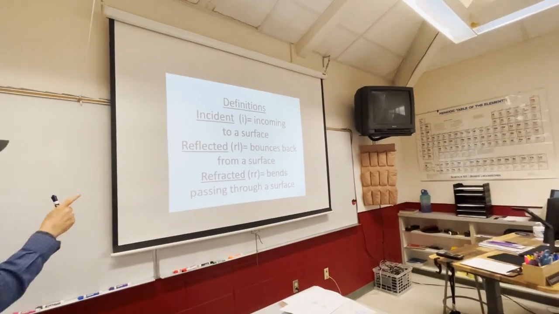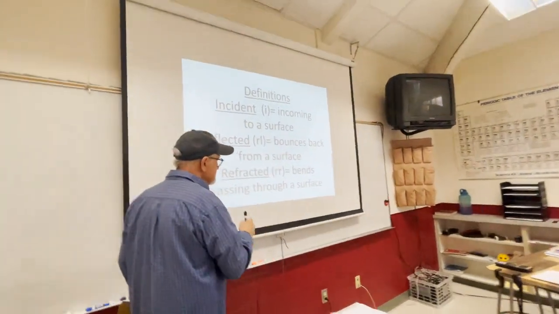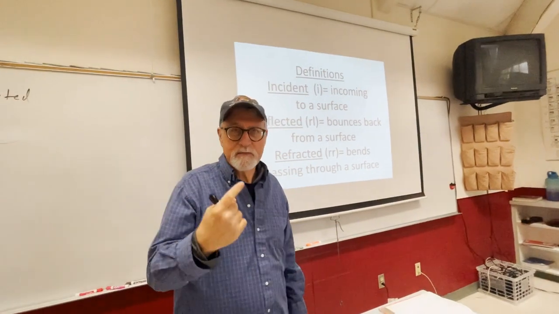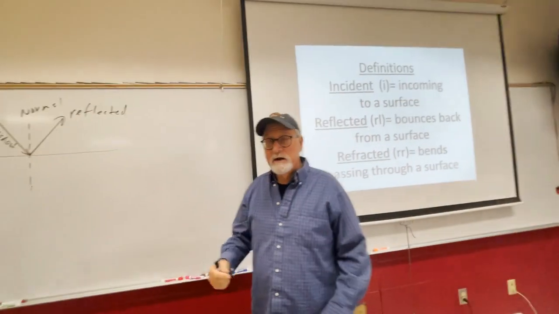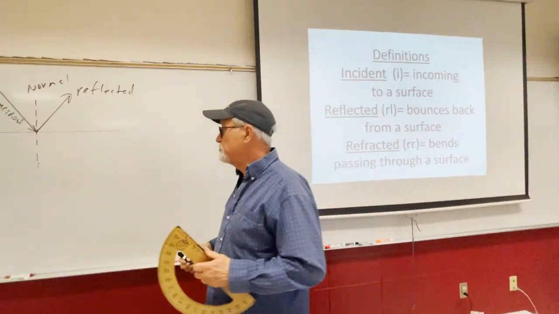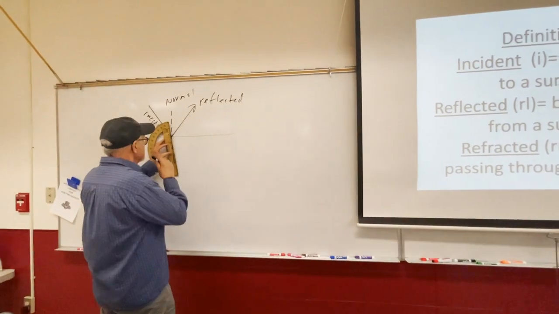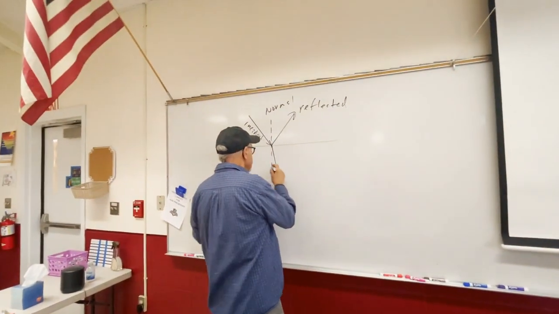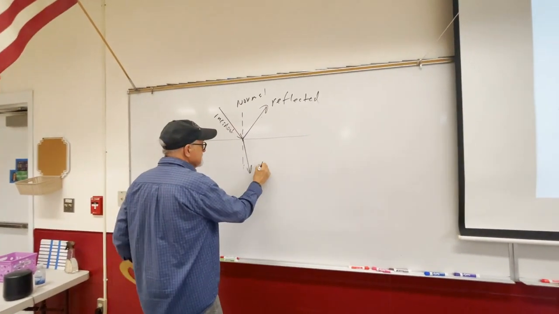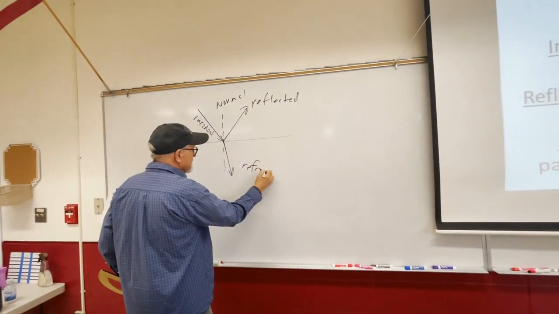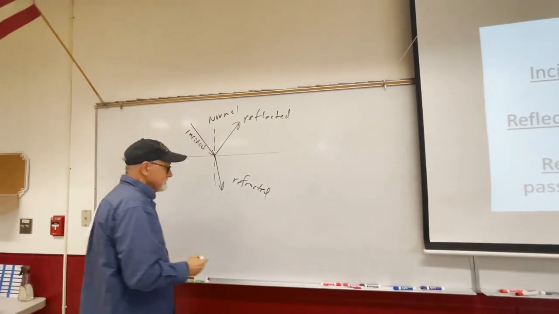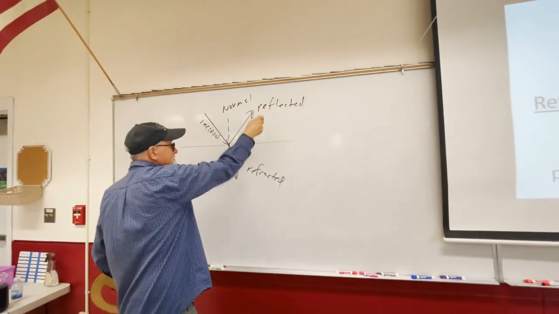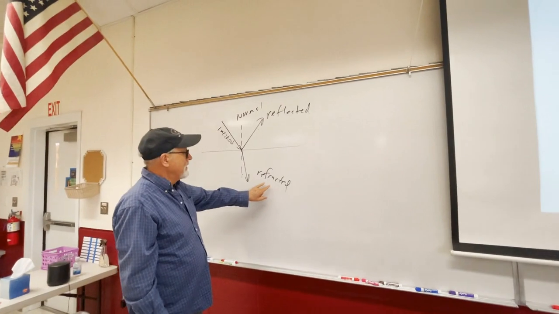Okay, so now refracted is a ray that bends as it passes through a surface. If you look through my glasses, notice it looks like I have a dent in the side of my head. There's no dent in the side of my head. But what it is, the light passing through the surface bends. So let's draw another one here. And this is refracted.